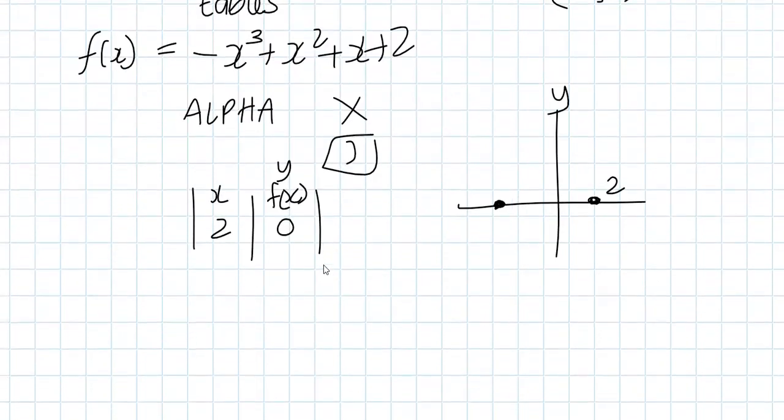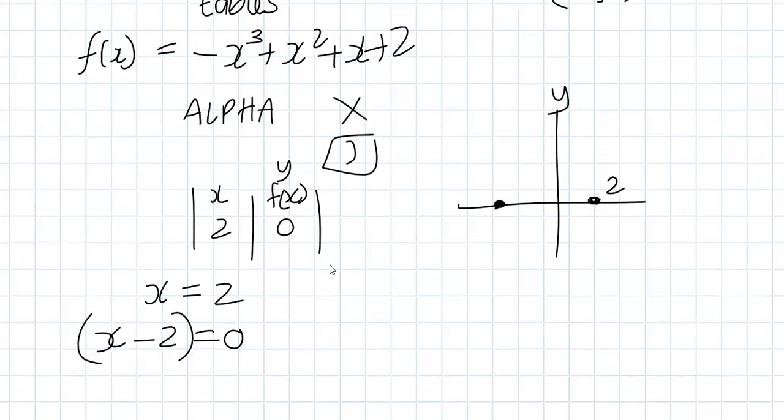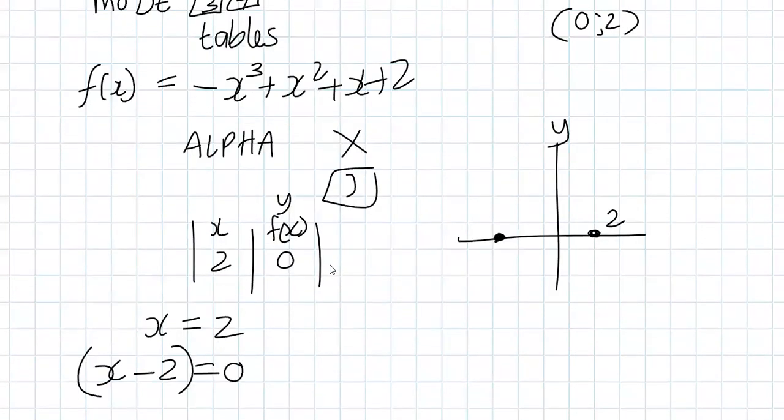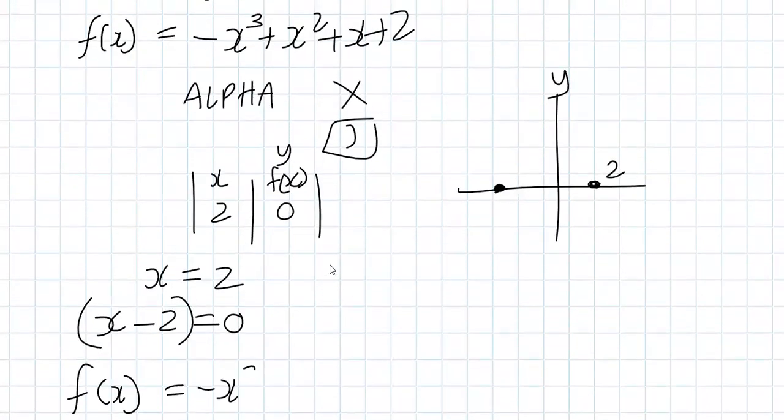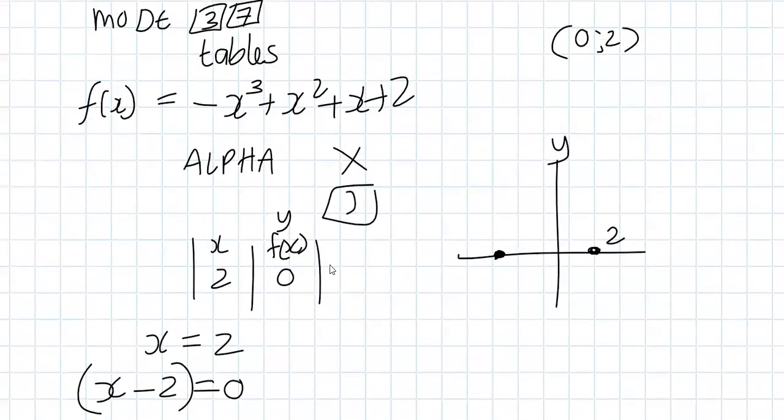So the first one we have, if x is equal to 2, what that's saying is that x is equal to 2. And essentially we could take that 2 over, x minus 2 is equal to 0. So our first factor is x minus 2. So let's take a look at the method to find the other 2 factors. f of x is equal to minus x cubed, x squared plus 2.